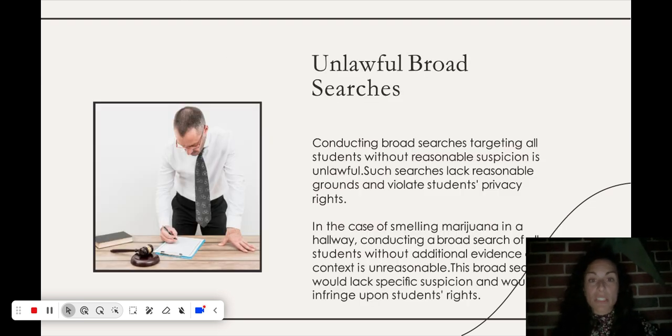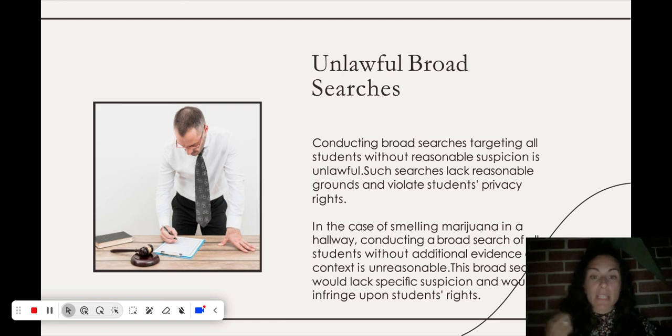So this is what I was just talking about, an unlawful broad search. Conducting a broad search targeting all students without a reasonable suspicion is unlawful. You have to have reasonable grounds for a search. You cannot just do a broad search. You can't be like, I think someone has something in their backpack, I want everyone to bring their bags and let me look through them. You cannot just do a broad search.